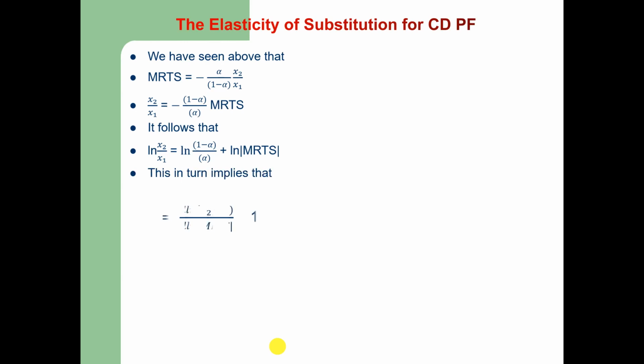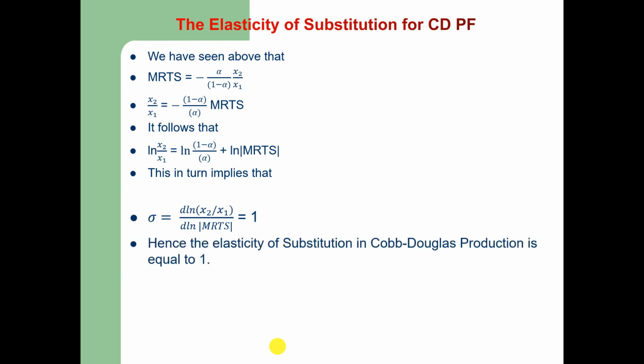This in turn implies that the elasticity of substitution is equal to the change in the natural log of the input ratio divided by the change in the natural log of MRTS, and if you simplify that, it will be equal to 1. Hence, the elasticity of substitution in the Cobb-Douglas production function is equal to 1. So keep this in mind.